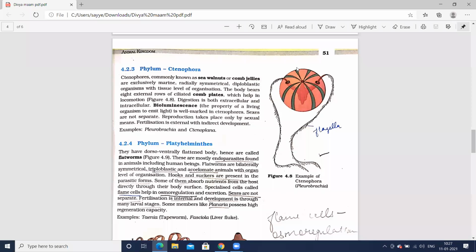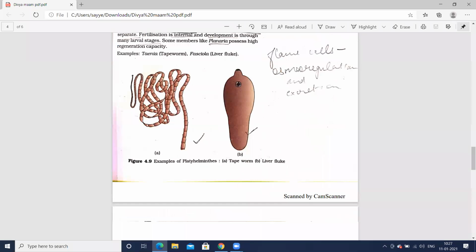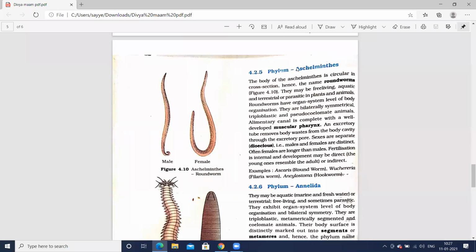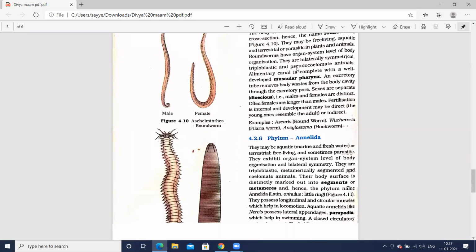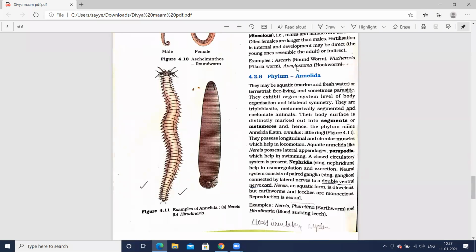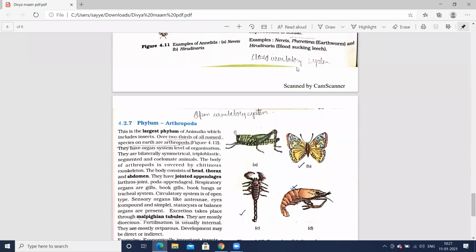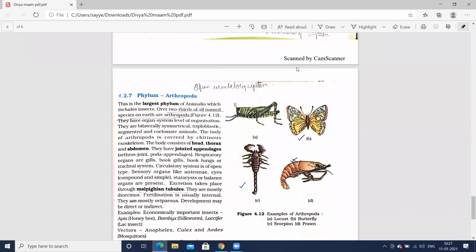Ctenophora, bioluminescence. Platyhelminthes, hooks and suckers are present. We've done tapeworm and liver fluke. Aschelminthes, they're roundworms, they're dioecious. Annelida, the most important property is metamerism. And parapodia, present in which variety of annelids? Aquatic. Good.